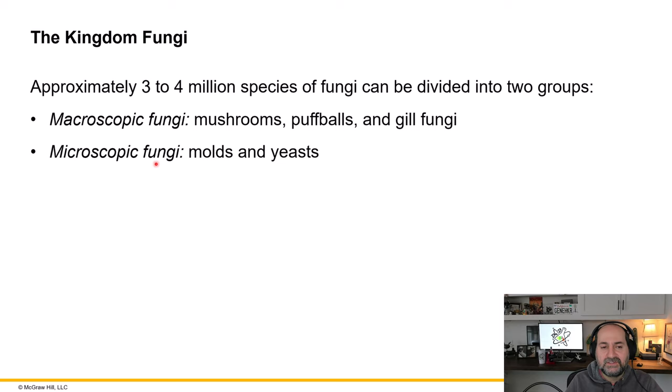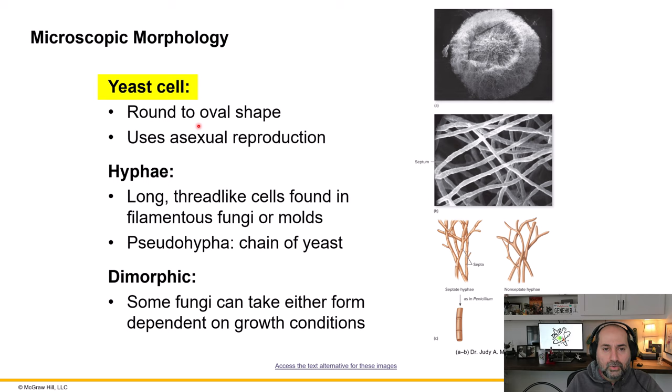These include the molds and the yeasts. Now, yeast cells are interesting. Yeast cells are round to oval shape. I call it kind of oblong shaped. They can use asexual reproduction, but also they can use sexual reproduction as well. Now, molds, on the other hand, have what's known as a hyphal shape, or hyphae, which are long thread-like cells. These are found in filamentous fungi or molds.